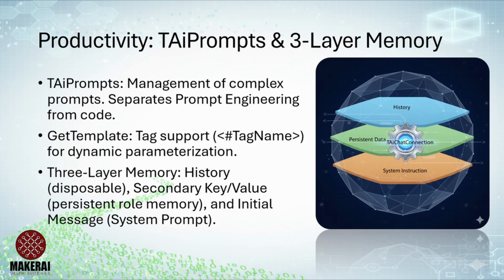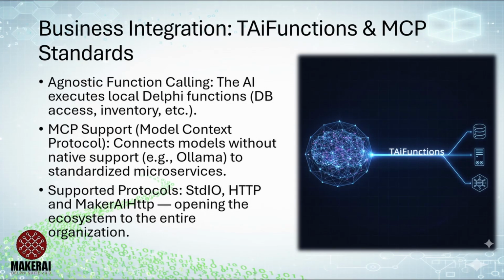Exactly. And so far, we've talked about a conversational AI, but the real revolution comes when the AI acts. This is where TAIFunctions comes in. The famous function calling. Tell us how it works in the suite. Imagine a user asks, what's the status of order 123 and the stock level of the main product in that order? A normal AI wouldn't know what to do.